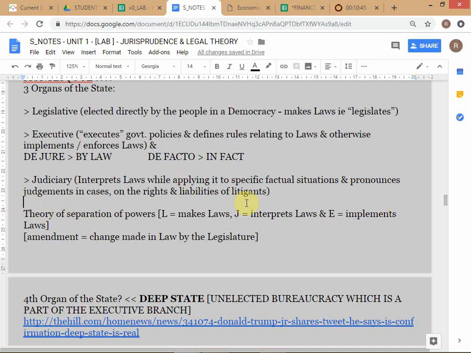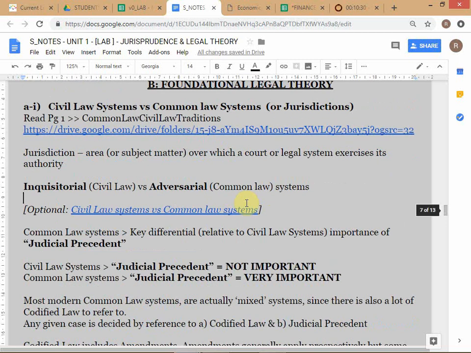So that's why I'm calling it a mixed system. It's not a pure common law system, because that would mean that there is no law made by the legislature. But it's a kind of mixed system, although we call it a common law system, we don't call it a mixed system. But that's why I said that these are actually now kind of mixed systems.